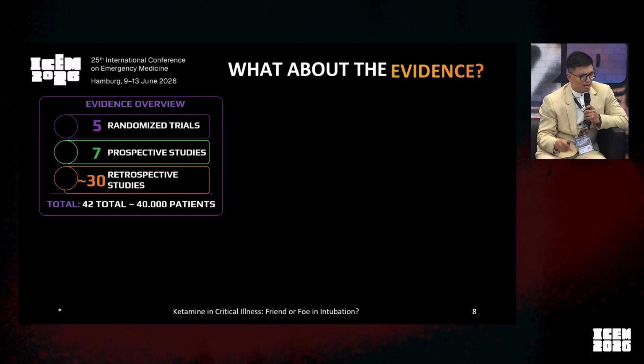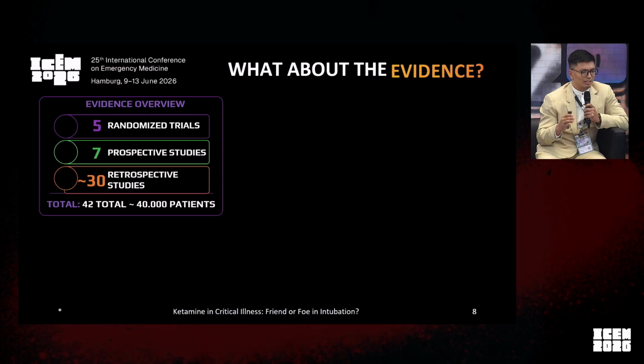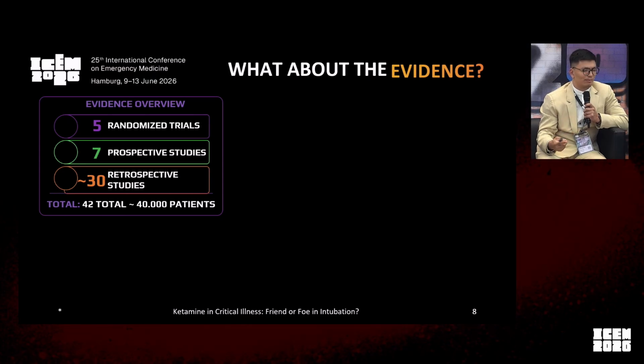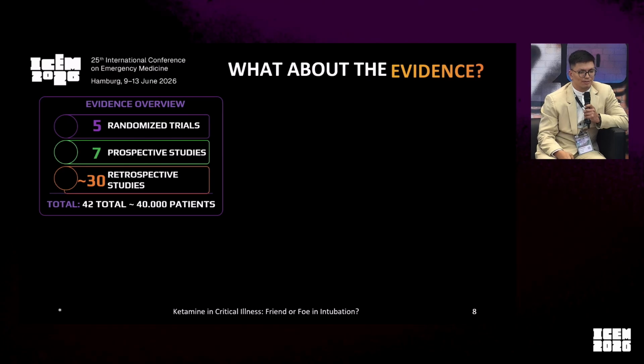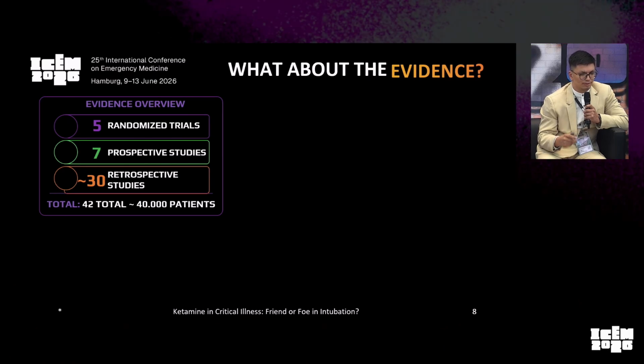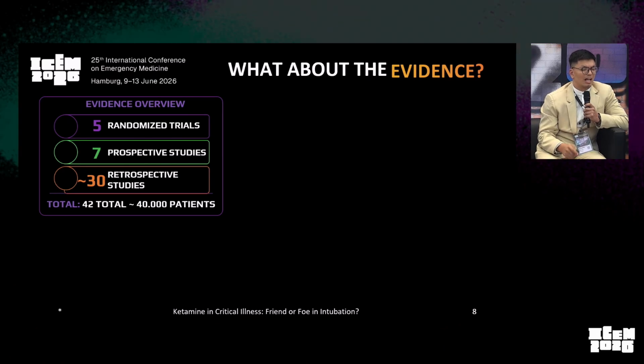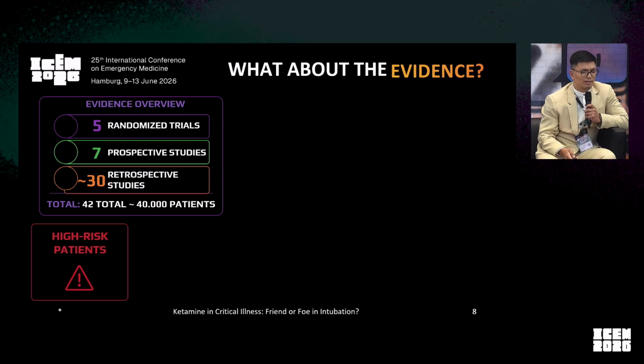You have at least 5 randomized trials and at least 7 prospective studies. The most famous of them is the NEAR registry, the National Emergency Airway Registry from the United States, and at least 30 retrospective studies, for a total of 42 studies with at least 40,000 patients. And there are some conclusions.